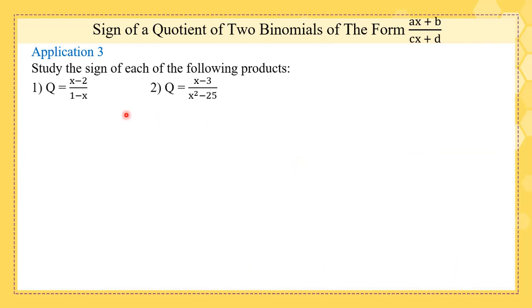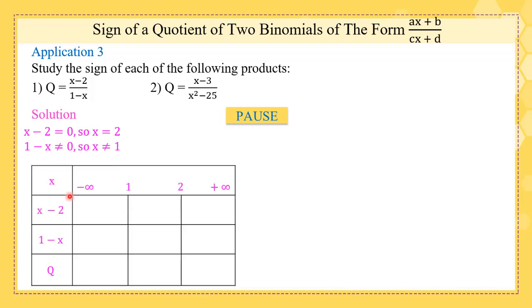Application. Study the sign of each of the following quotients. Solution. First, q equal x minus 2 over 1 minus x. X minus 2 is equal to 0, so x equal to 2. 1 minus x different from 0, so x is different from 1. Plot the table. X, minus infinity, plus infinity. 1 is less than 2. X minus 2, 1 minus x, and the quotient q.